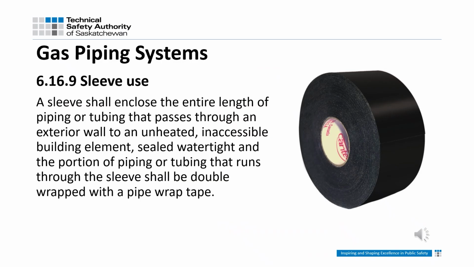6.16.9, Sleeve use. A sleeve shall enclose the entire length of pipe and tubing that passes through an exterior wall to an unheated, inaccessible building element. Sealed watertight, and the portion of the pipe or tubing shall be double wrapped with pipe wrap tape. This clarifies the sleeve needs to enclose the entire length of any pipe or tubing and the location where it is required. The last part refers to the use of pipe wrap tape, which is thicker and offers more protection than electrical tape, which is not acceptable. You can pick up pipe wrap tape from any of your piping wholesalers.